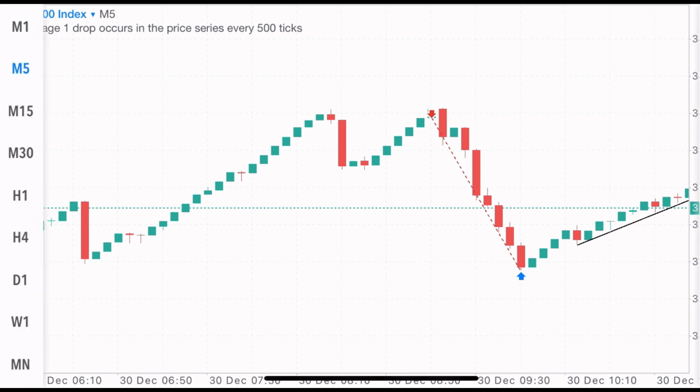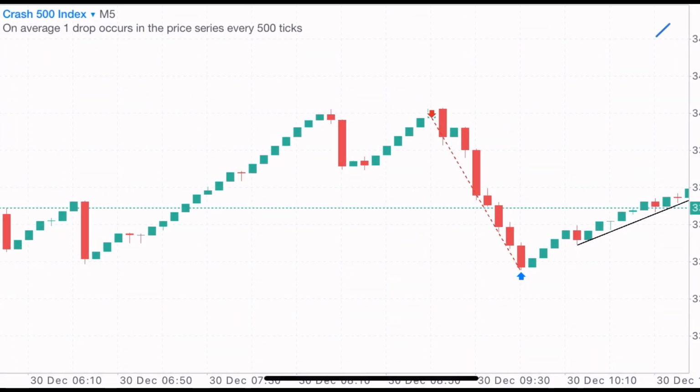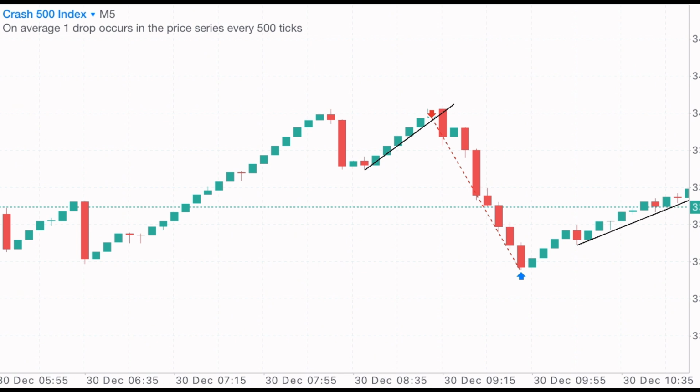So you draw your trend line from this point right here. It doesn't need to be perfect. All you need to do is to look for a smooth line. You draw your trend line. Once there's a breakout, you take a sell. You will be at a massive profit.